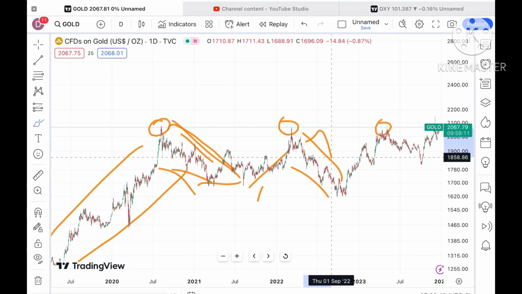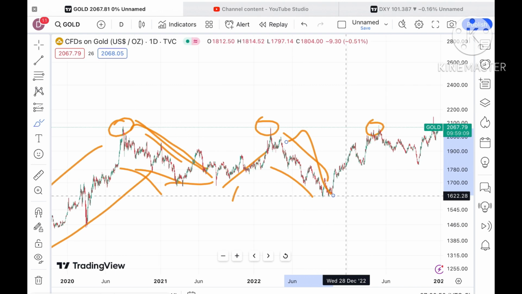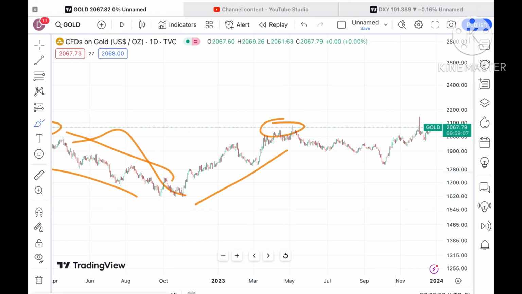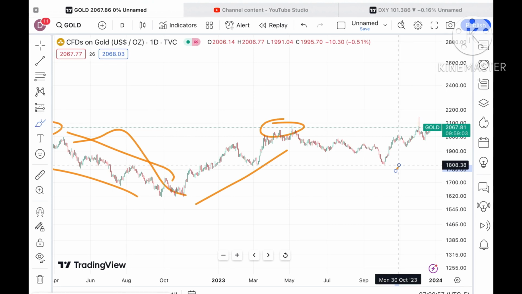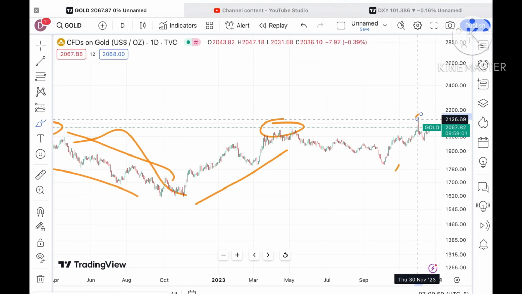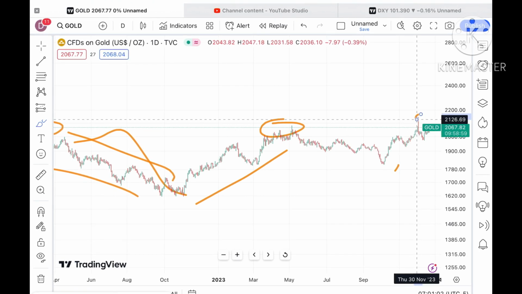After that it again made a low of around 1622. Then from there it went upside and made a low of around $1808. Now it is moving upside. After this high, suppose it makes a new high again, then we will see a further fall.